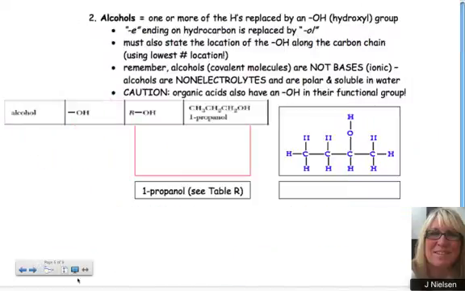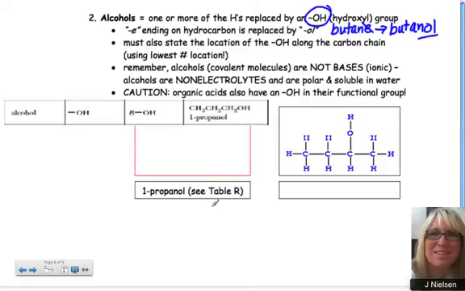Let's move on to alcohols. Alcohols are when one or more of the H's are replaced by an OH group. That's the functional group. It's called a hydroxyl group. And when we name an alcohol, we take the parent chain, such as butane, and we drop off the E and we change it to an OL. So butane becomes butanol. And there's your OL ending. We also have to state the location of the OH using the lowest number location.